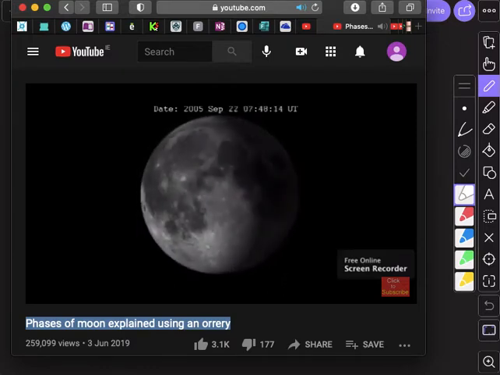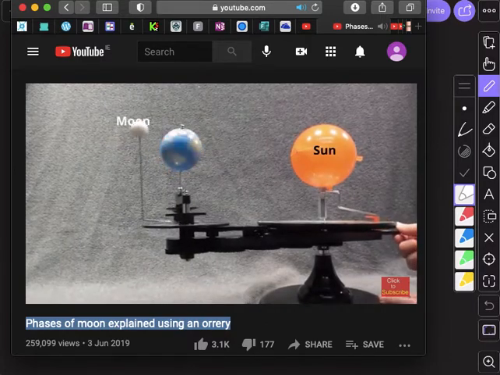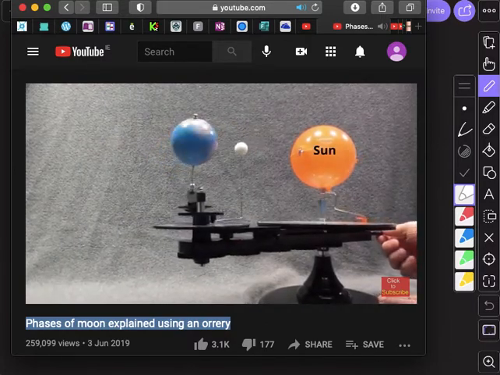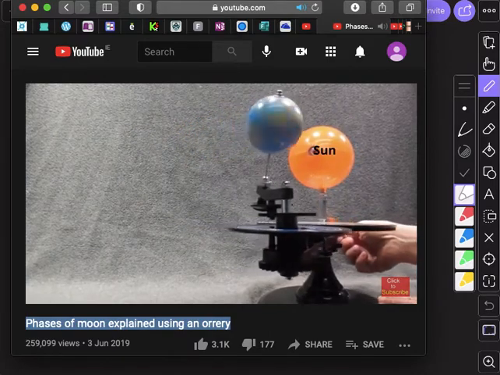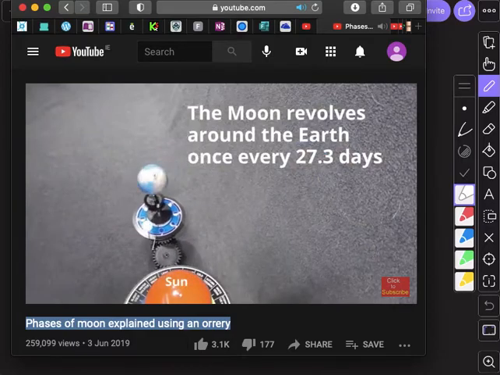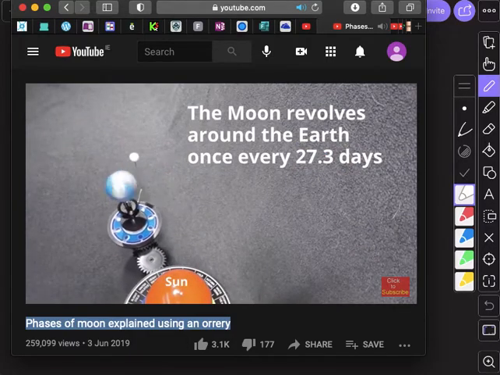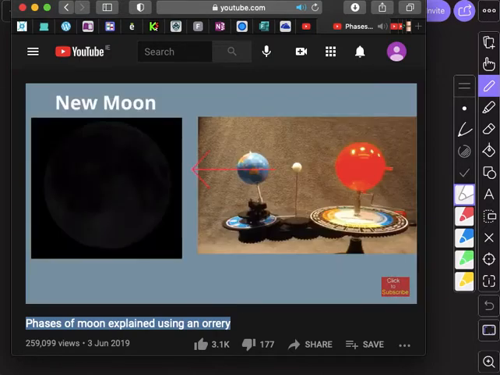But why does this happen? The sun, Earth, and moon, along with their movements, causes the phases of the moon. The Earth revolves around the sun, and the moon revolves around the Earth. Let's take a look at this. The moon cycle, or lunar cycle, begins at new moon. Here's the alignment of new moon. And here's what new moon looks like from Earth. And yes, it is very dark.